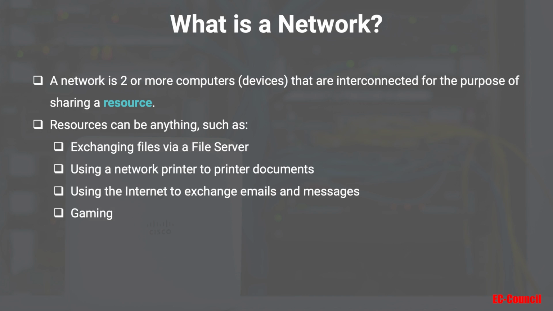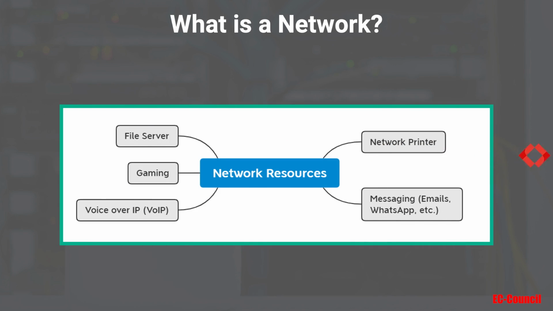You can connect to a network to share files via a centralized file server. You can connect to a network to send documents to a network printer to, of course, print documents. Furthermore, we use the internet, which is the world's largest network, to exchange emails and even WhatsApp messages. If you are a gamer, you connect to the internet to play multiplayer games with your friends. And all of these are simply examples of network resources. Furthermore, network resources are not limited to the items that I've listed here.